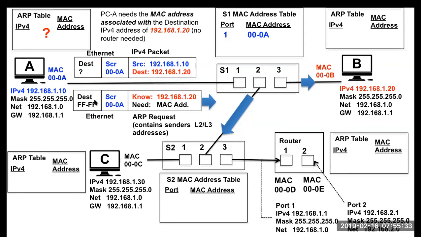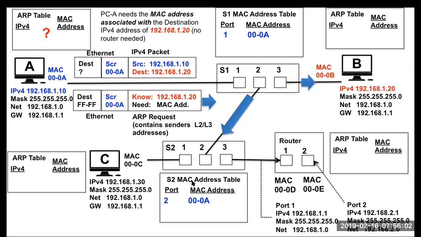So switch 2 receives this information. It says, have I learned anything? And it has. It says, I have just learned that on my port 2 is 000A. So it's going to add the incoming port number 2 and the source MAC address 000A to its MAC address table.